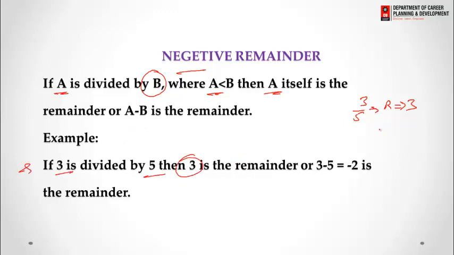Or, in this case, we can take the difference of the two values, 3 and 5. If 3 is divided by 5, then 3 minus 5 is minus 2, which is the negative remainder. So we can take either the positive remainder, where the number itself is the remainder, or the negative remainder, which is the difference between the numerator and the denominator, that is minus 2.